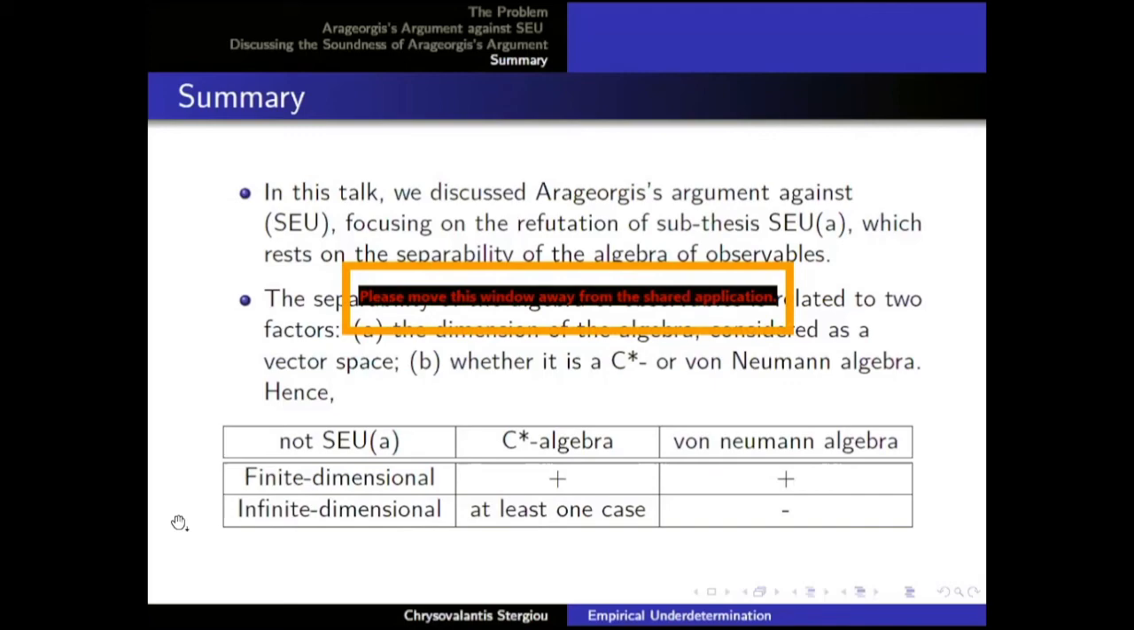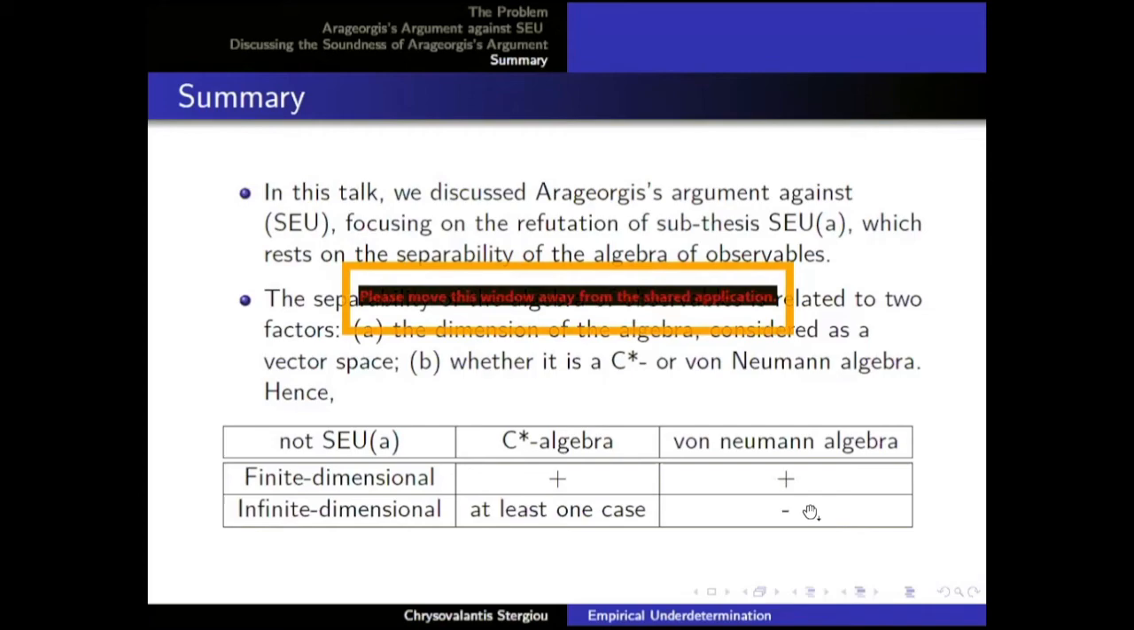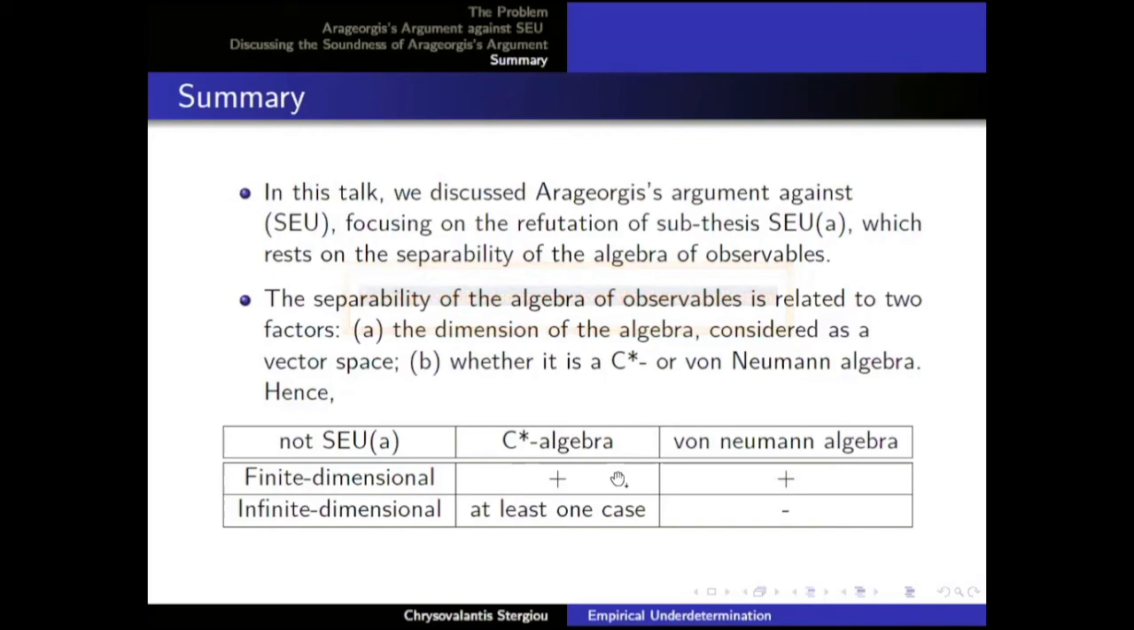In the case of infinite dimensional algebras, such as the UHF algebra, we have one case in which, again, this is false. And in the cases of von Neumann algebras that are infinite dimensional, here the answer is negative. I mean, the argument against the strong empirical determination thesis is inconclusive. So we don't know whether the thesis is true or false, at least on the basis of this argument.